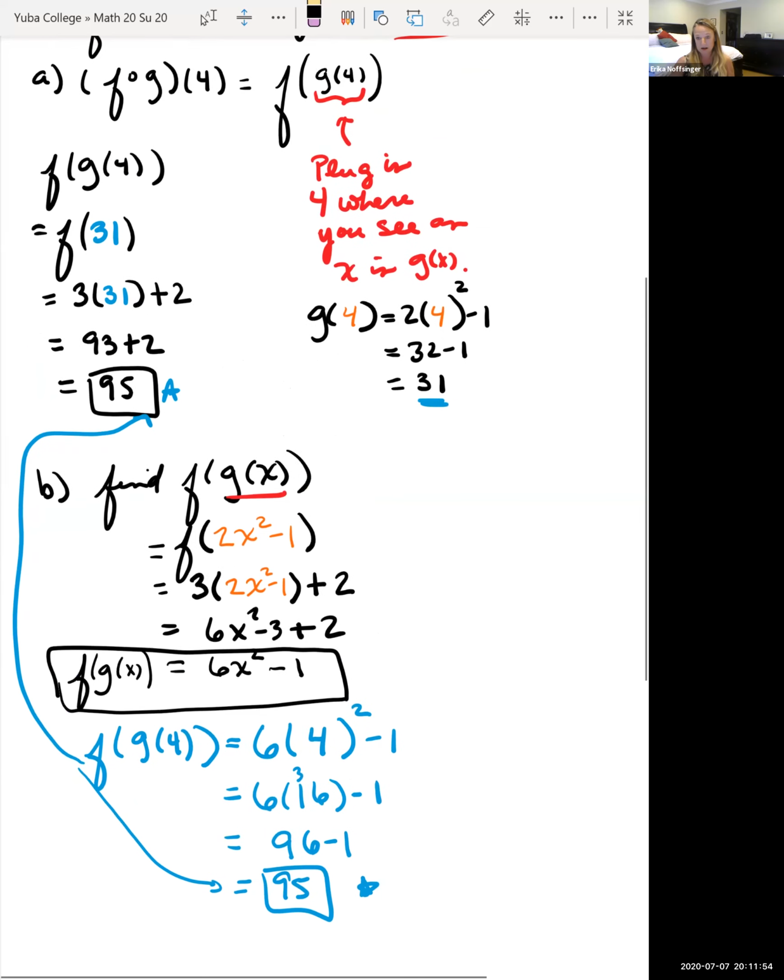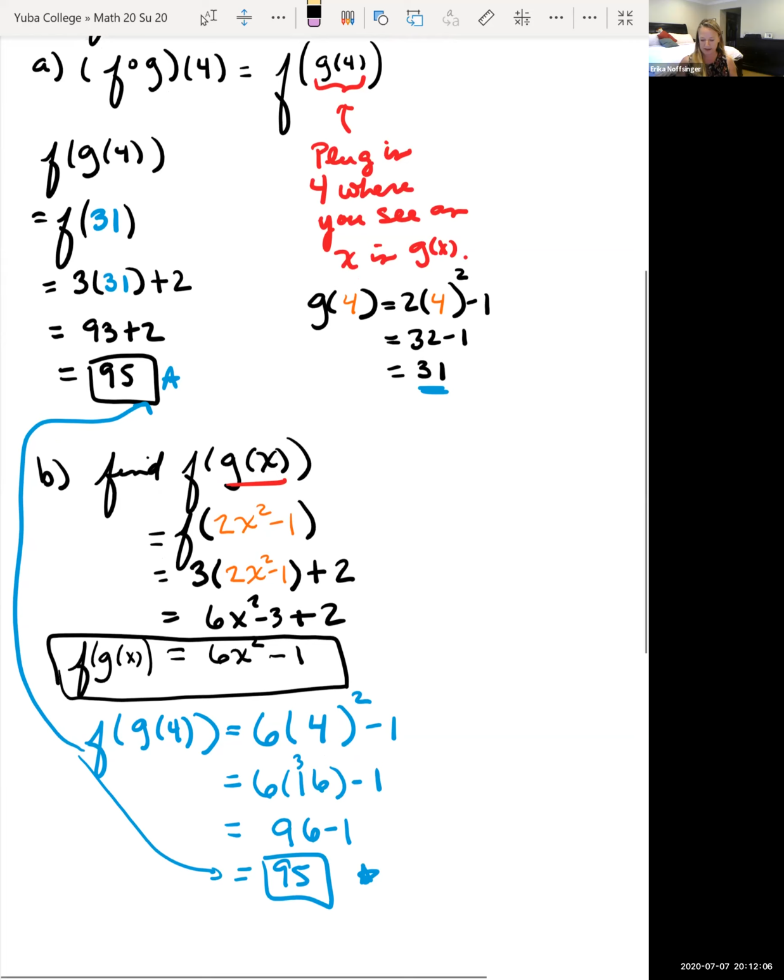B might be better to go first if you had to evaluate f of g of x at multiple values, because then you already have that and you've done all your work. Where here, if you were just evaluating it at one number, that was fine. Let's say it asked you what the domain is.